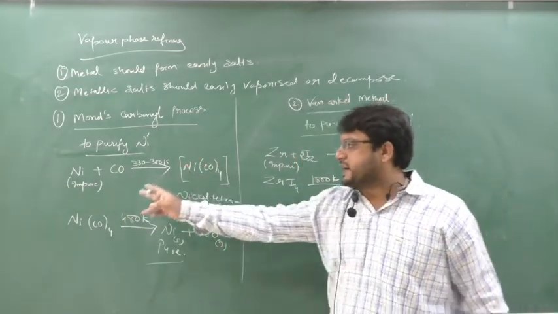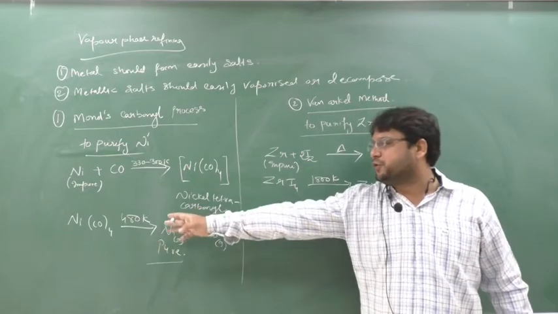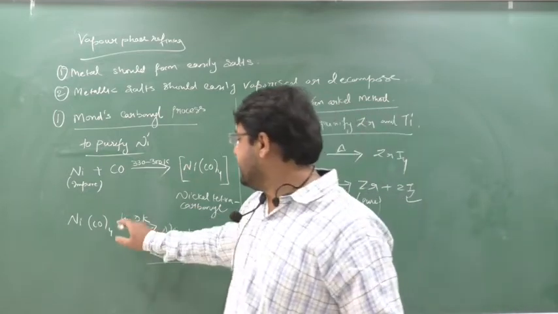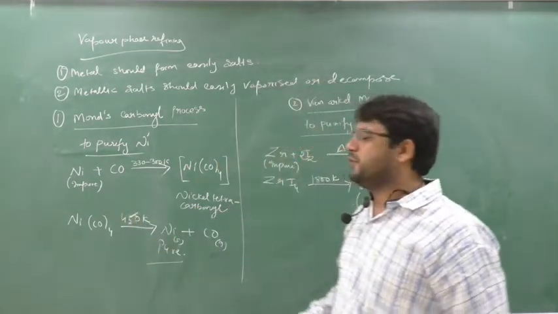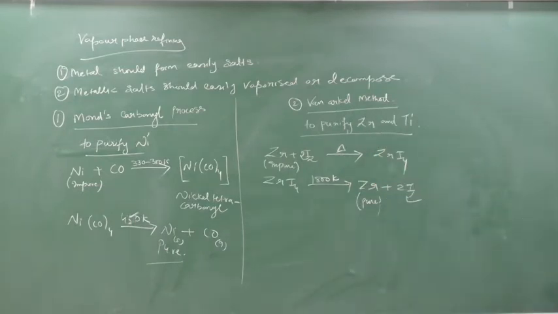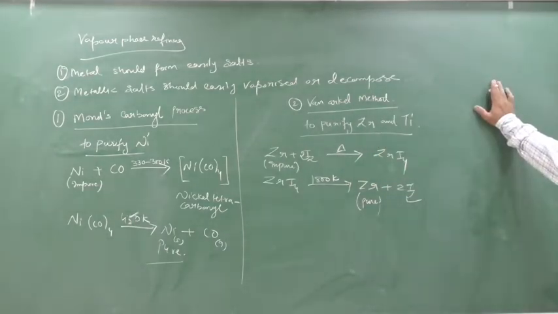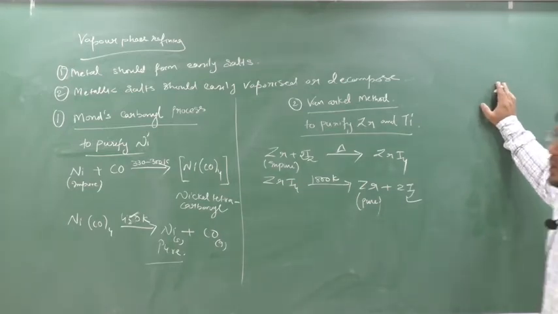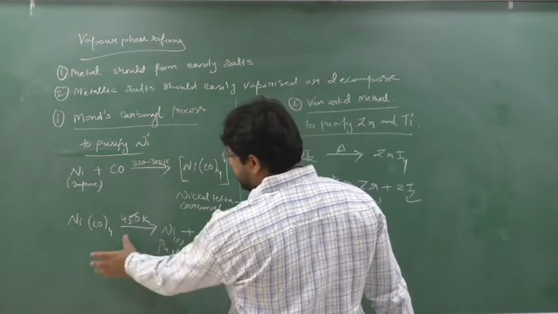Now that nickel tetracarbonyl is allowed to heat to nearly 450 to 480. In your book, NCERT has given 450, competitive exams have given 480, so I have written 480. So at 450 Kelvin temperature it will get decomposed to form nickel and carbon monoxide, so that nickel will be pure. So in short, I am doing this process to remove the impurity.